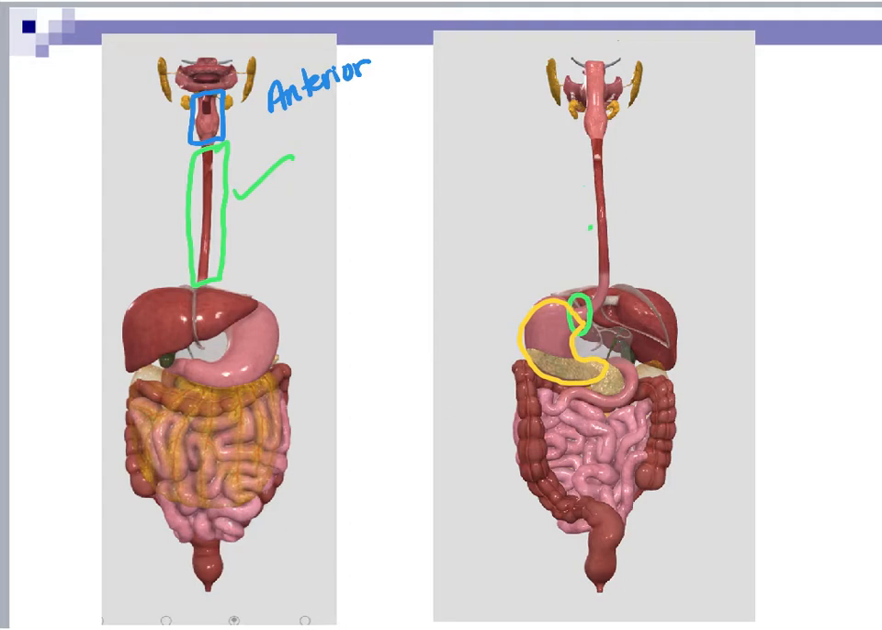So the greater omentum kind of hangs down like a fatty apron. And so here you can see it in yellow. That's that greater omentum, and you can see it hanging off of the greater curvature of the stomach. Although it's not included in here, the lesser omentum would be here, kind of anchoring that stomach to the inferiormost portion of the liver.